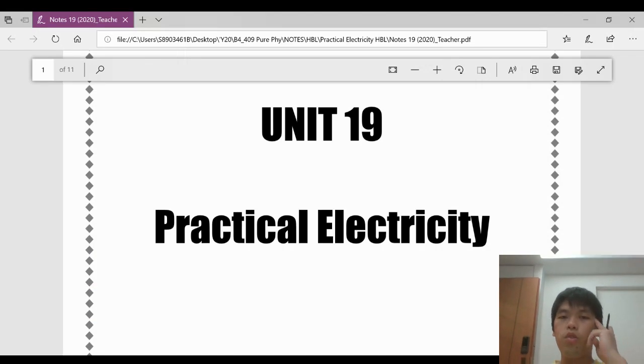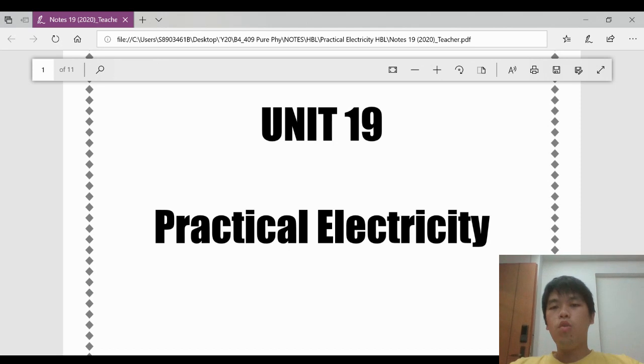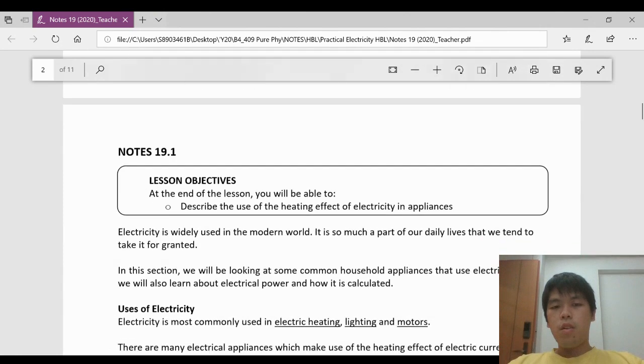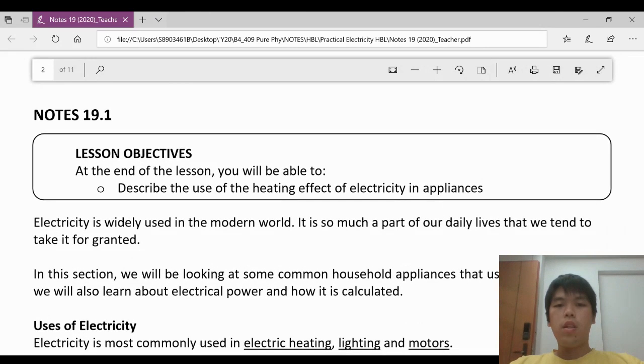Today we would like to go through the topic of practical electricity, Unit 19. So let's start. We will focus on the first part. The first part is to describe the use of heating effects of electricity in appliances.